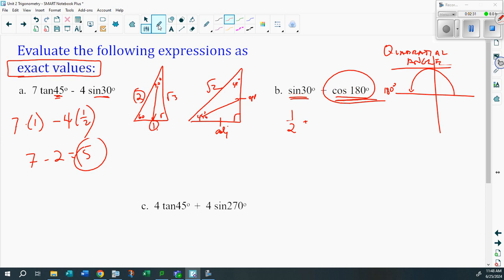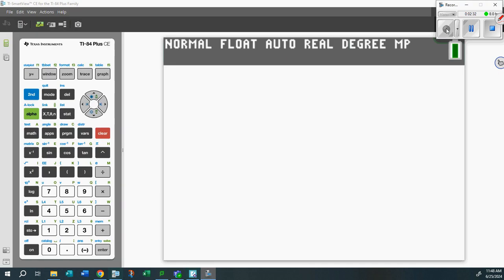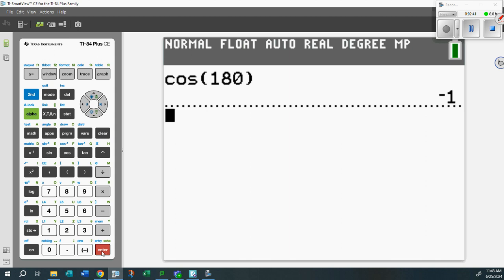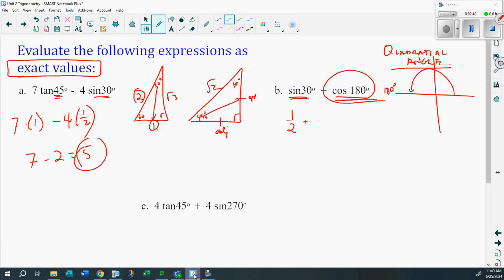Don't believe me? Okay, hold on. Got my calculator here. Let's do cos of 180 degrees. Boom. Just chuck it in there. It's a quadrantial angle. It's -1. Well, that makes this really, really simple because then this would be 1/2 plus -1. Okay, common denominator, multiply that by 2, you got 1/2 minus 2/2, which works out to be -1/2. Oh, yippee skippy, that was tough.